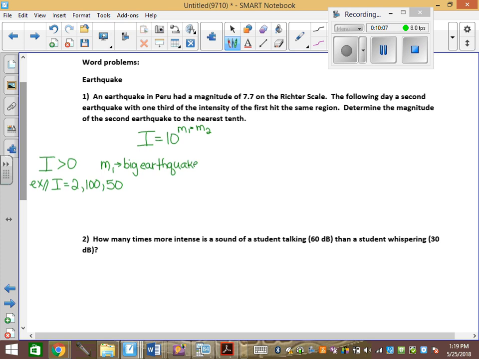Magnitude. In turn, then, if I is between 0 and 1, so small, for example, if I is a third as intense, a quarter as intense, half as intense, then your M1 is the small earthquake. So M1 changes depending on which intensity you have. And they don't always give you M1. Sometimes you have to find M1.